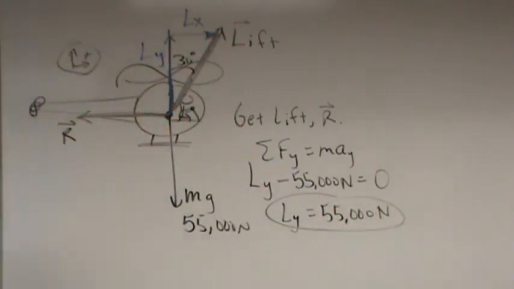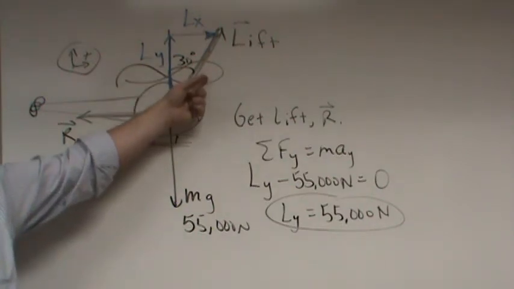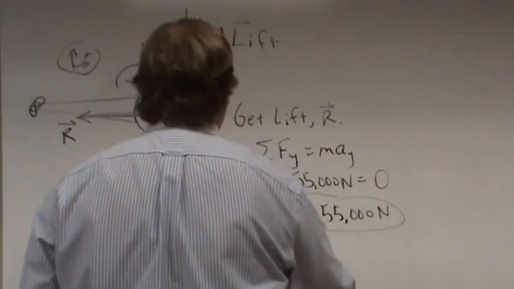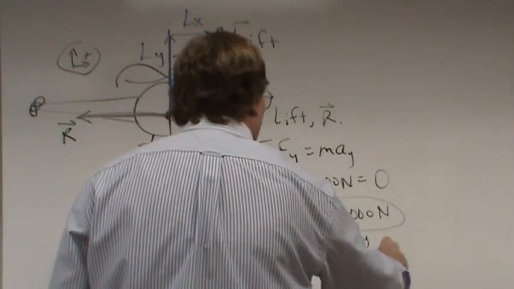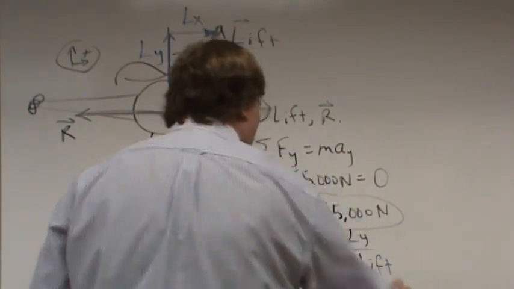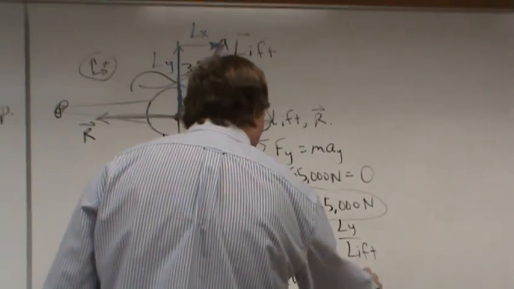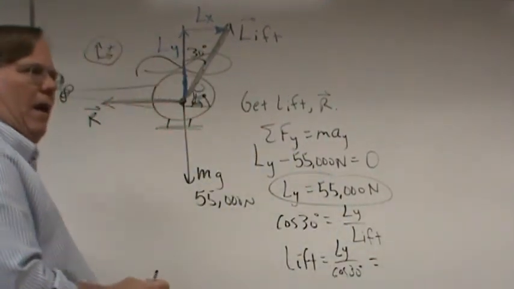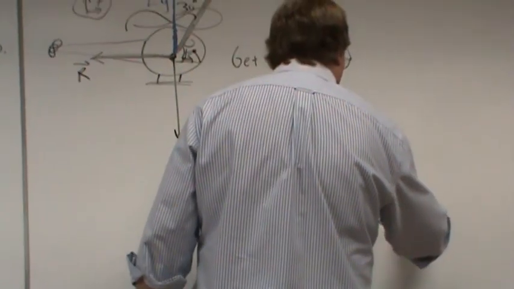Now that I know what the Y component of lift is, can I find what the lift itself is? Yeah, you use trigonometry. You're going to say that the cosine of 30 degrees equals the Y component of lift over the lift itself. And so the lift is going to equal the Y component of the lift divided by the cosine of 30 degrees. And that ends up being, I think, about 63,500 newtons.